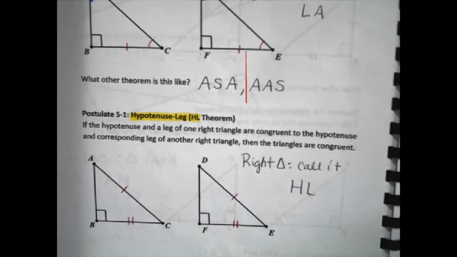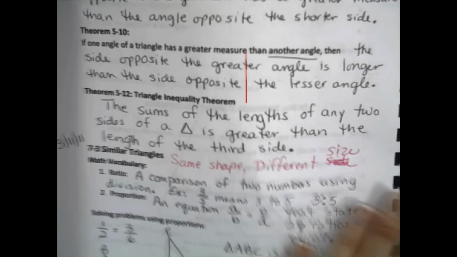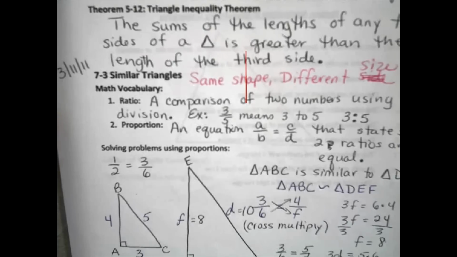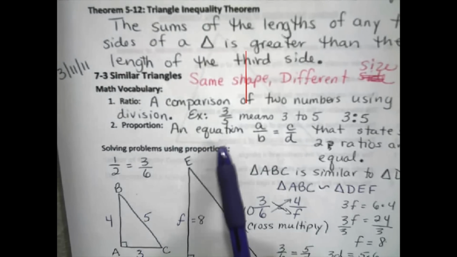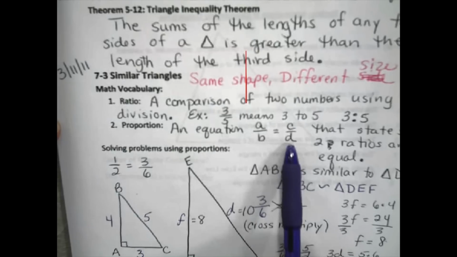Next, we're going to talk about similar triangles. Similar triangles are triangles that have the same shape, but they're different sizes. So remember that congruent triangles have the same shape, same size. Similar has same shape and different size. We use a ratio, which is a comparison of two numbers using division, in order to determine whether or not triangles are actually similar. A proportion says that two ratios are equal.